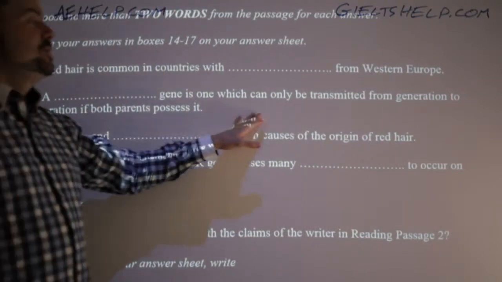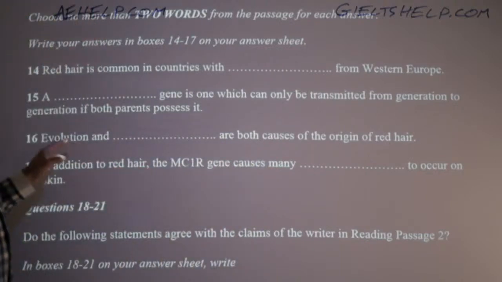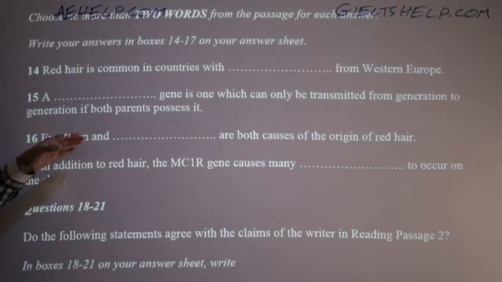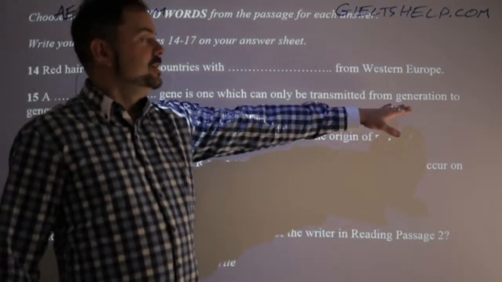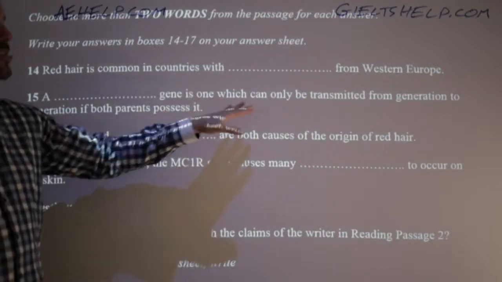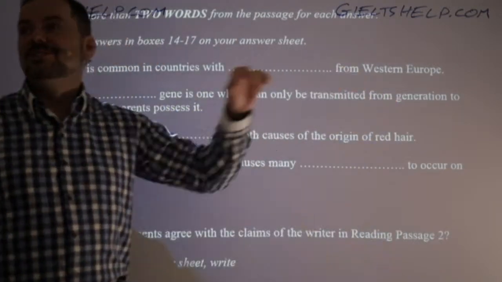A gene is one which can only be transmitted from generation to generation if both parents possess it. Okay, so that's a good tip on the genetics. Right away we see the word gene and transmitted from generation to generation.